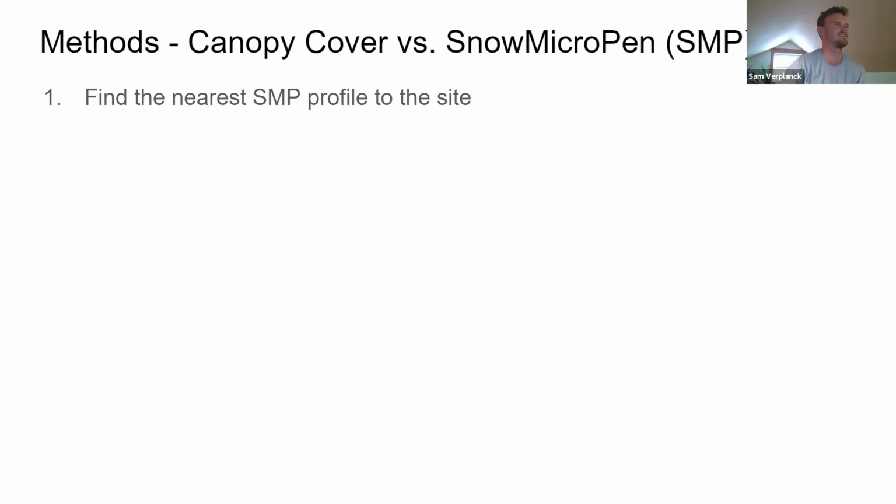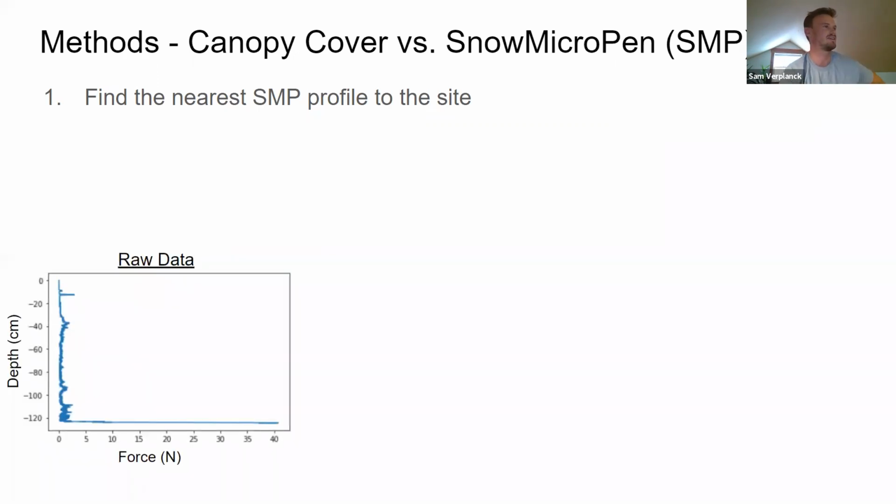So beyond looking at density, as Kelly mentioned, that doesn't tell the full picture of strength. So the snow micropen, the SMP, is kind of like an elk hoof or a wolf paw going into the snow. So we thought we'd get that data at some sites in the trees and some sites in the open. First we had to pull the SMP profile nearest the snow pit, thanks Mike Duran for that tutorial on how to do that.